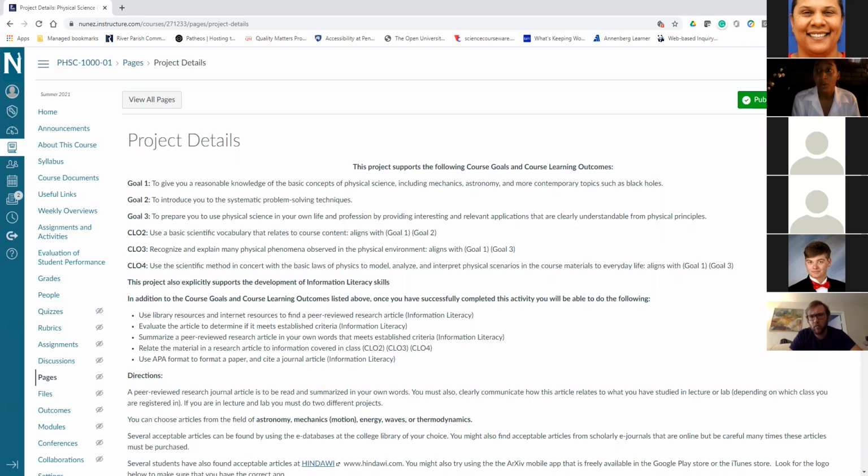Can the article be one article or more than one? The article for this class is only one article. If you are in lecture and lab, then you have to have two separate articles because you're doing two separate projects.